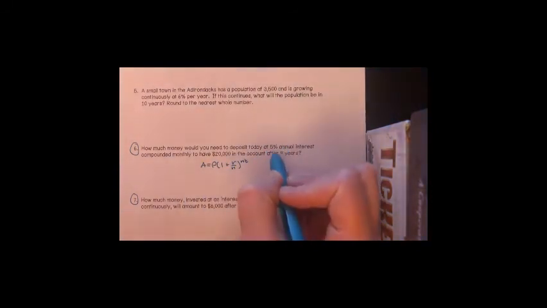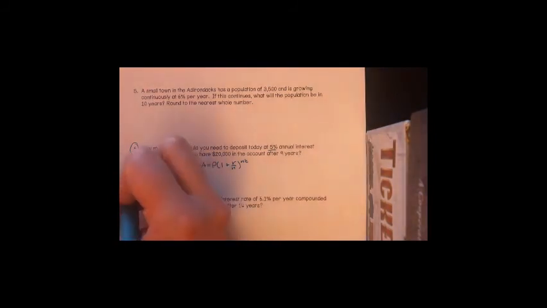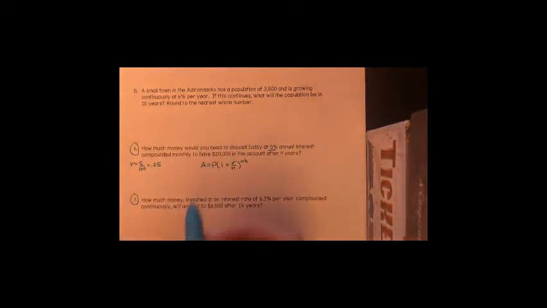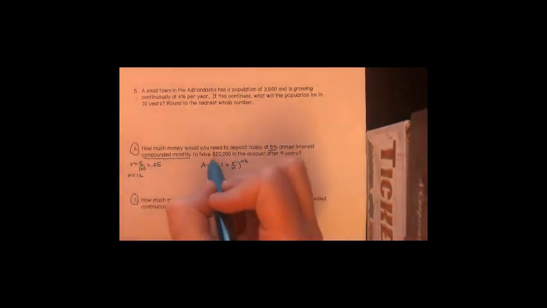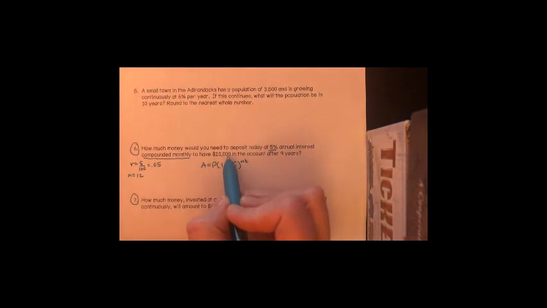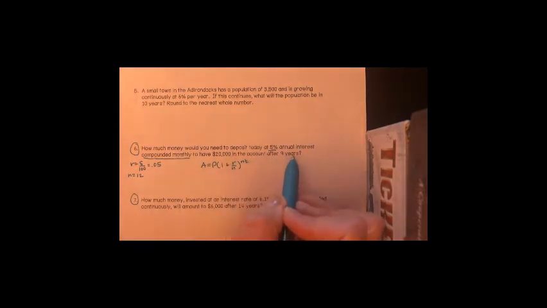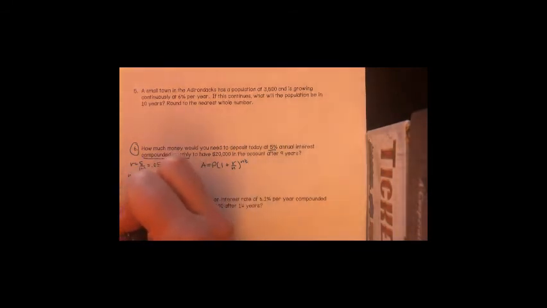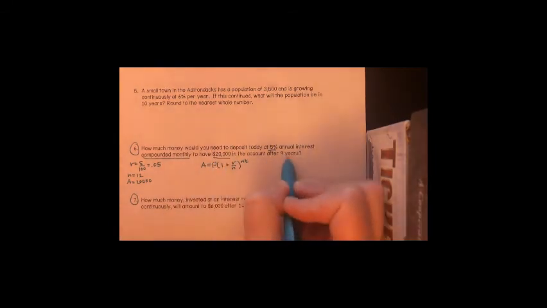We know our first number here is 5%, so that would be our rate. So our rate is 5, dividing that by 100 gives us 0.05. Compounded monthly is telling us that n is 12. And we want to have $20,000 in our account after 9 years. So this is the ending amount. Which one of these two things is the ending amount? That's going to be A. So our A is 20,000. And then it tells us 9 years.